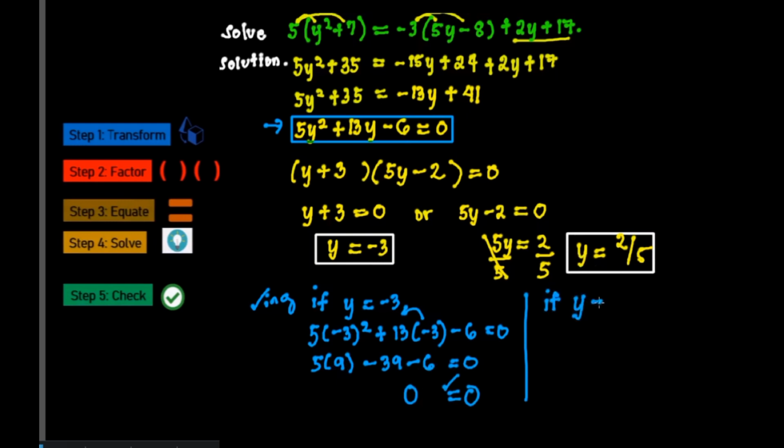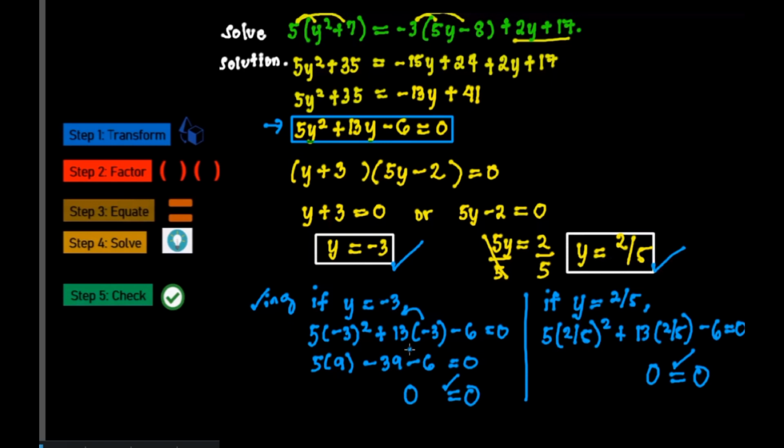Next, on the other hand, we have y equals 2/5. If y is equal to 2/5, 5 times 2 over 5 raised to 2 plus 13 times 2 over 5 minus 6 equals 0. Let us check. Okay? I want you to verify. Is that equal to 0? Yes, that is equal to 0. Therefore, the two roots are negative 3 and 2/5.